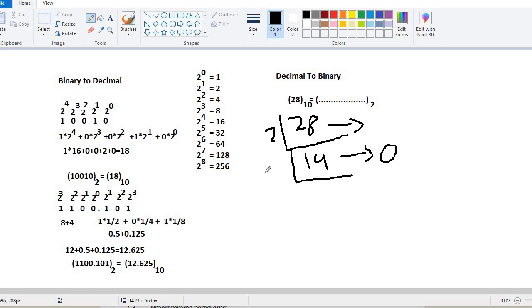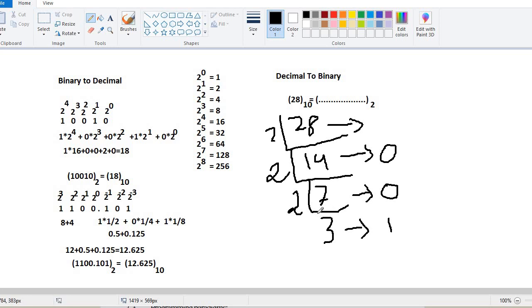Now I will again divide it by 2. What is 14 by 2? 14 by 2 is 7 and it does not have any remainder. So we will have, say again, 0. Okay. Now again I will divide 7 by 2. So 7 divided by 2 is 3 and the remainder is 1.